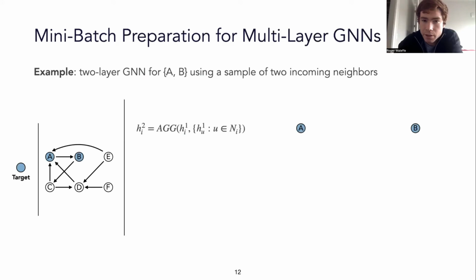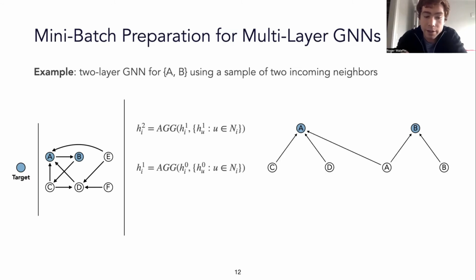So to see this explicitly, let's consider an example. Let's say that we're using a 2-layer GNN and the blue nodes A and B in the figure are part of our batch. Well, by using a 2-layer GNN, we know that we want to compute H2 for these nodes, and we know that these representations depend on their neighbors. Thus, to compute H2 for nodes A and B, we need to sample their neighbors from the graph. Assuming we're sampling a max of 2 incoming neighbors per node, we might sample nodes C and D as the incoming neighbors of node A, and node A as the only incoming neighbor of node B.